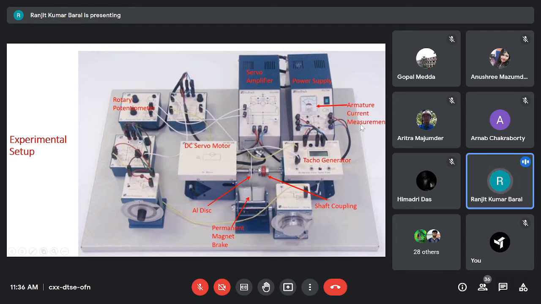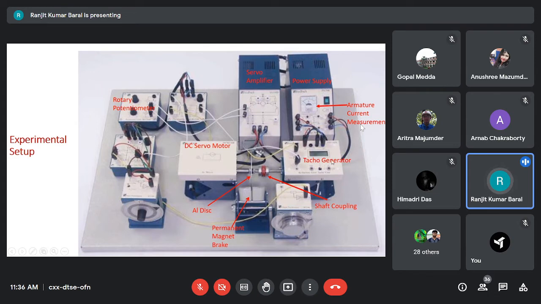But whenever the motor shaft rotates, if there is any uneven or unbalanced torque due to misalignment, that will be absorbed by the rubber bushing, and that will protect the tacho generator.